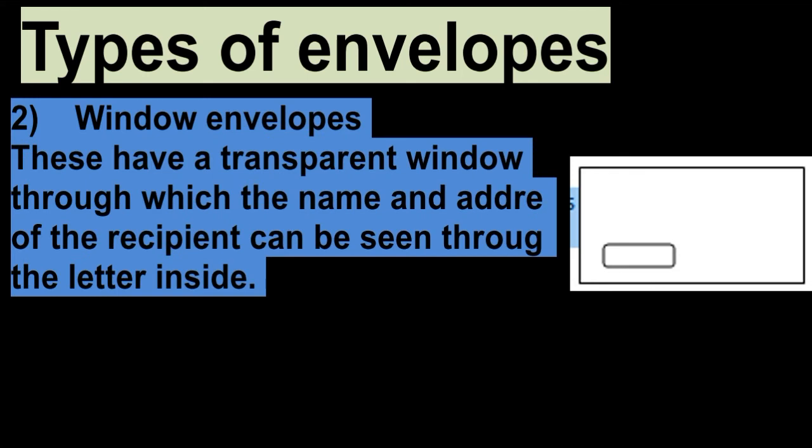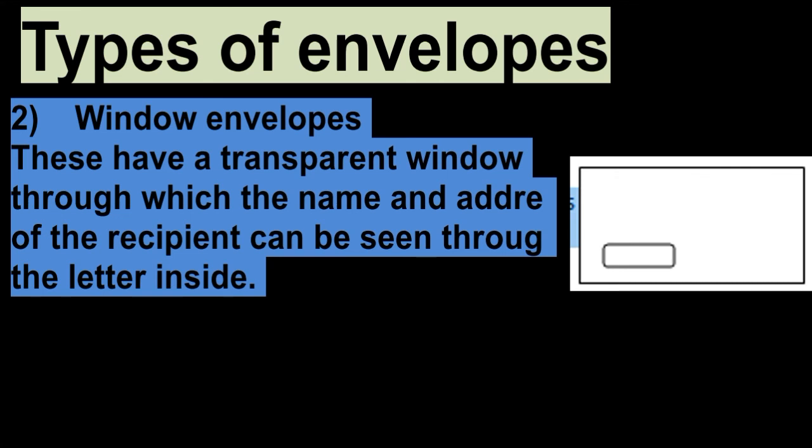Then we have the window envelope. These types of envelope have a transparent window, normally made of stiff plastic, through which the person could see the address through the envelope. And when you're using this type of envelope, you have to fold your letters in a certain way so that the address can be shown through the little window of the envelope.